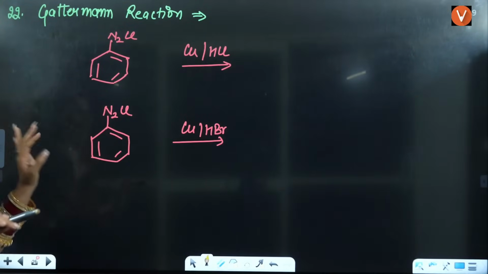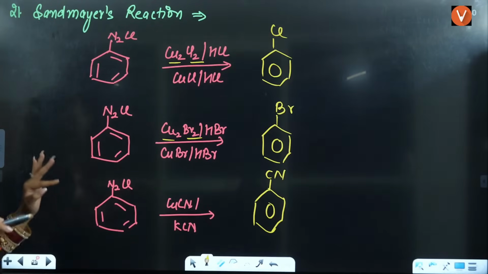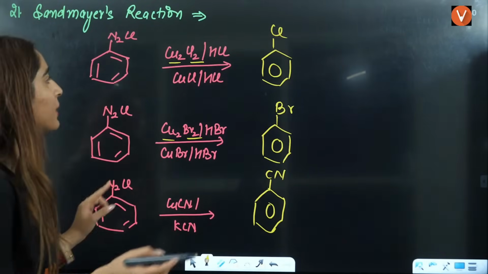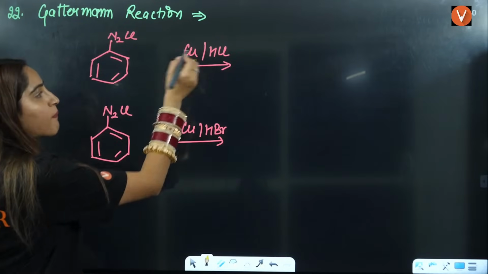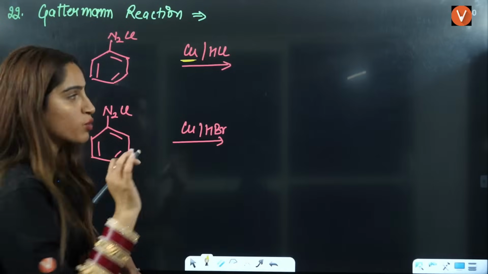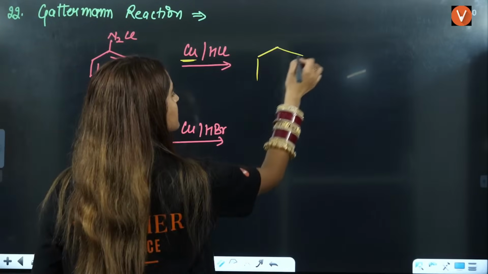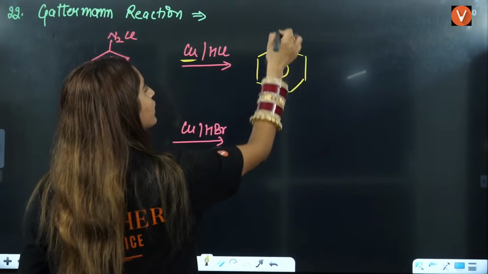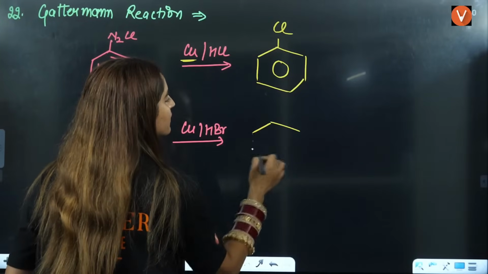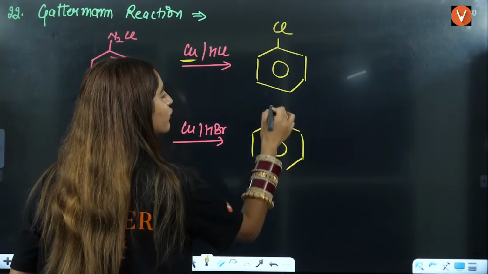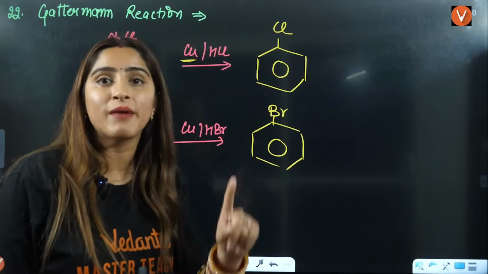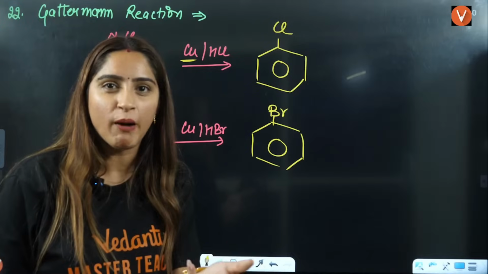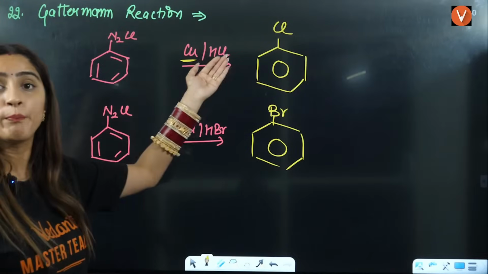Next is Gattermann. Now, Gattermann and Sandmeyer are similar, but here we use copper salt and there we use copper powder. That is the only difference, otherwise other things are the same. In Sandmeyer what we use? In Gattermann what we use? Everybody. In Sandmeyer we use salt of copper. In Gattermann, for gutter you need powder, so here we use copper powder.